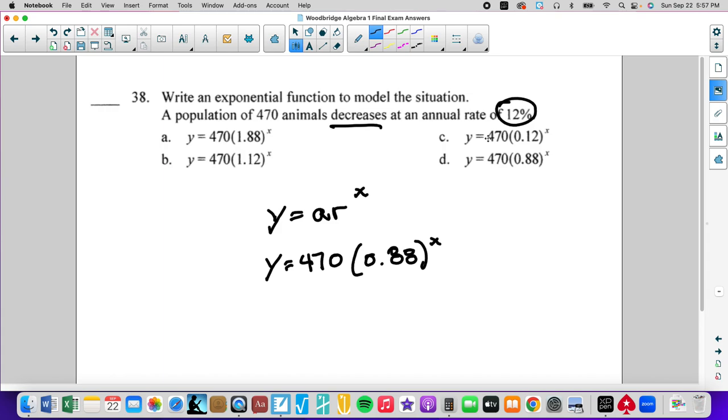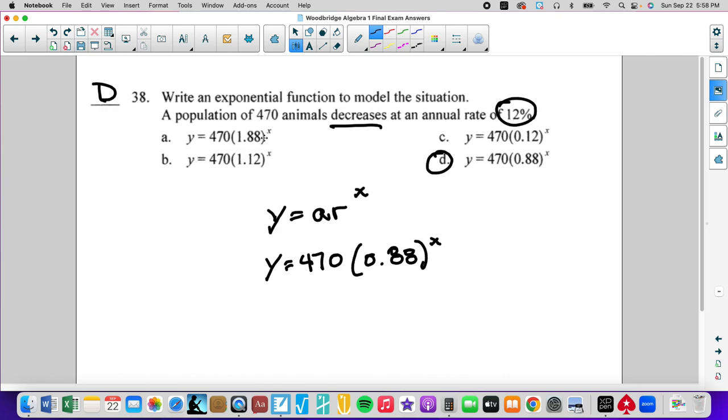And we would get D. Because it's a decrease, it's decaying, we would have a value less than 1. If it was an increase, it would be 1.12. Increasing at 12% would be 1.12 inside there if it was exponential growth. So good question. Again, probably not going to see it in too many high school Algebra 1 curriculums. You will see it in some high school Algebra 1, and you will definitely see it in Algebra 2.